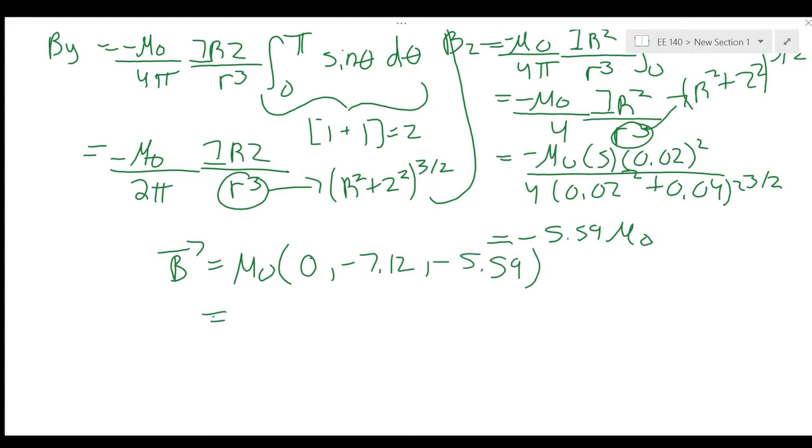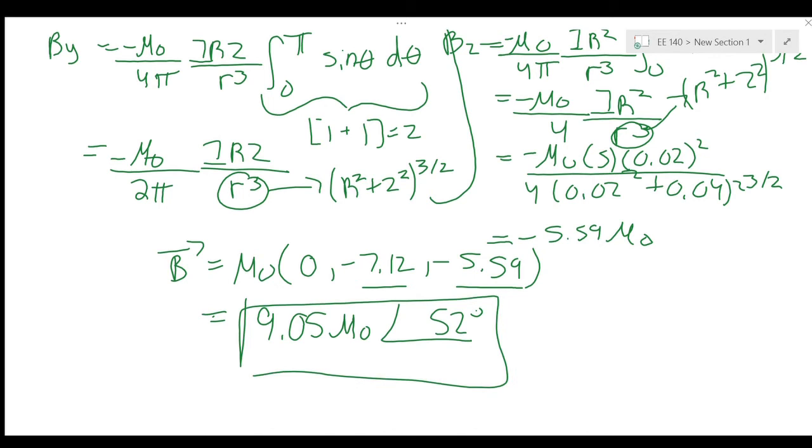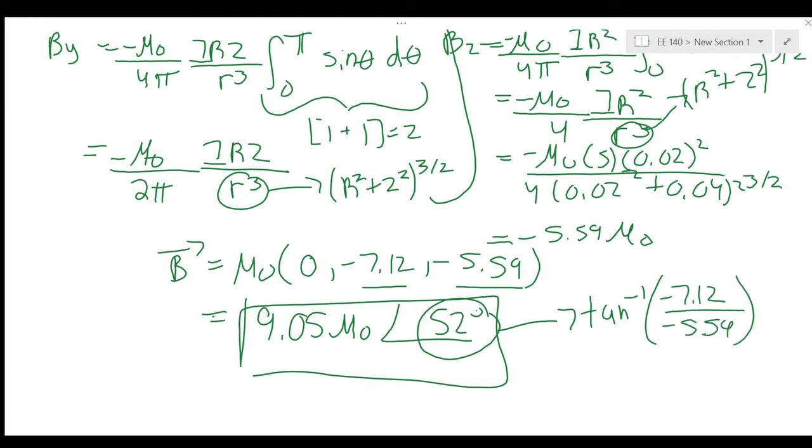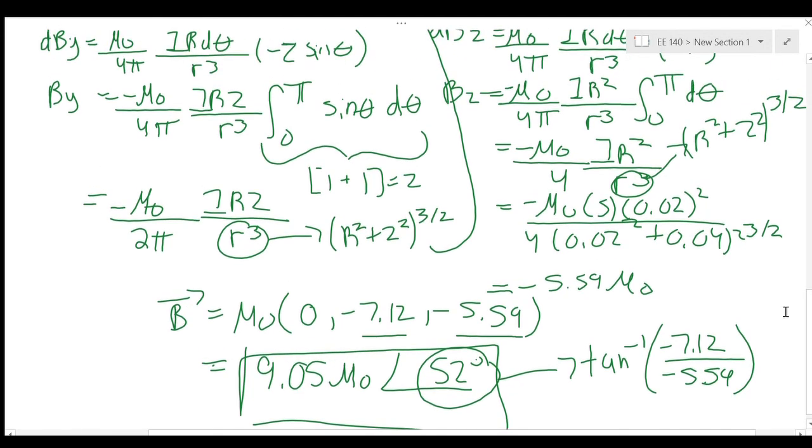You have to write the magnitude and the direction. So we get the magnitude, if we square this value and this value, add them, and then take the square root, we'll get 9.04 mu naught as the magnitude. And the direction is going to be 52 degrees, and to get 52 degrees, you do tan inverse of negative 7.12 over negative 5.59. And that is the answer for this problem.